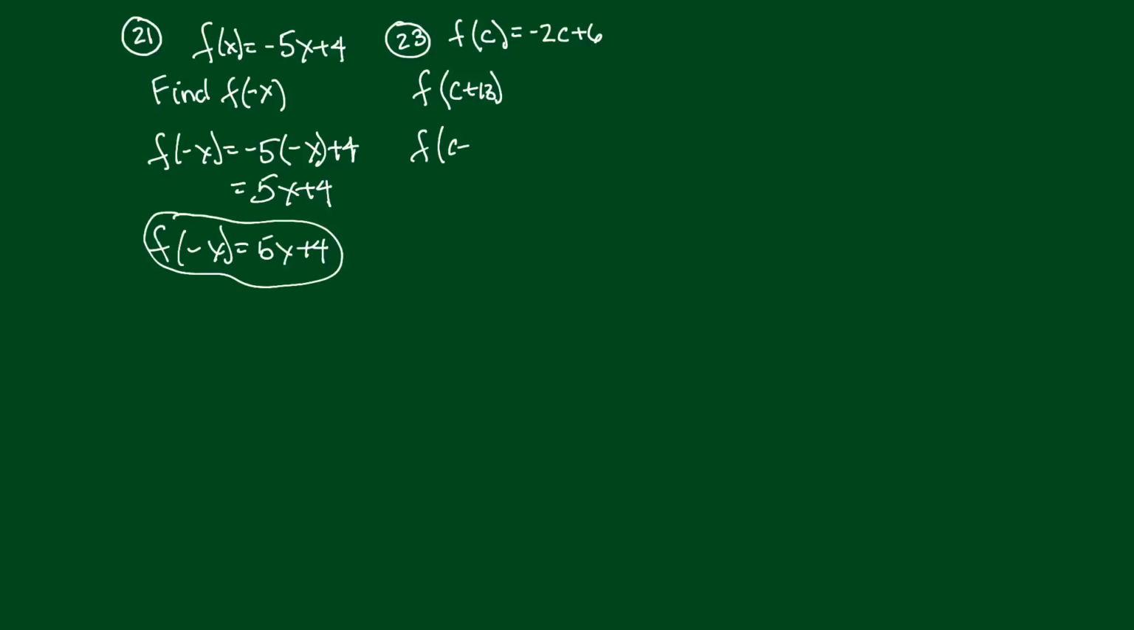f of c plus 13 is -2 times, now here's a c. You replace it with this thing right here. More than one term, so I'll use parentheses: c plus 13, and then I've got that plus 6 out there. Let's distribute. So we'll get -2c minus 26 plus 6. So how about this? f of c plus 13 is -2c minus 20.